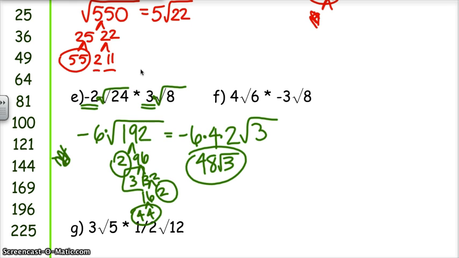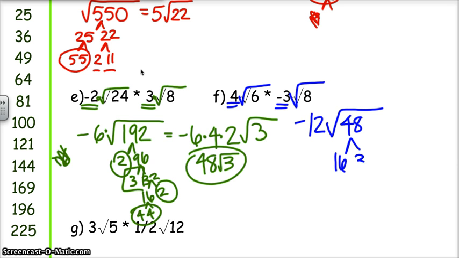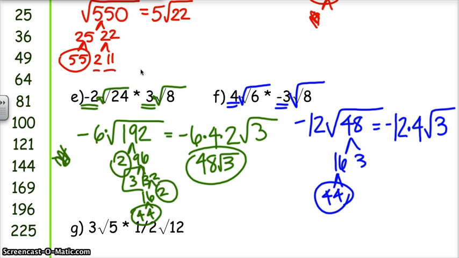Letter F, similar as well. I have these coefficients out in front. 4 times negative 3 is negative 12. The square root of 6 times the square root of 8 is equal to the square root of 48. 48, 16 and 3. 16 gives me my pair. My negative 12 is still outside. It's joined by the pair of 4s, and that 3 is left inside. So negative 12, 24, 36, 48, square root 3.